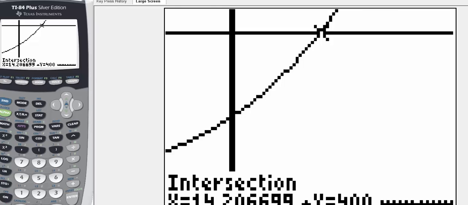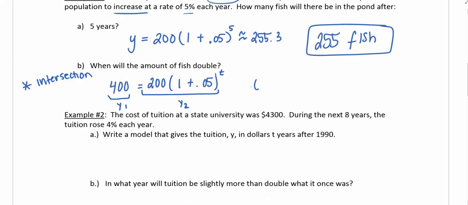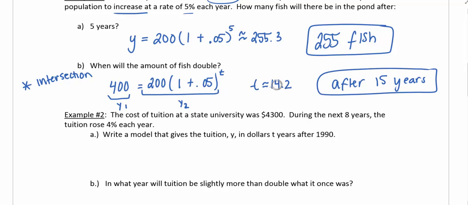So here I've got 14.2. So T is 14.2. So you're going to have double the amount of fish after 15 full years. And the reason you can't round down here is that if you go down to 14, you're not going to quite have double the amount of fish. So you do have to round up to 15 years.